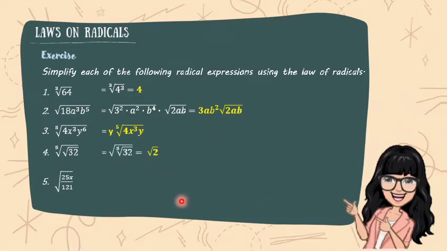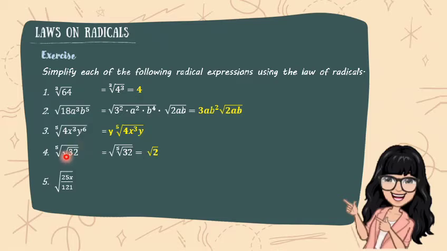Okay, number 4. Fifth root of square root of 32. Now, can we get the square root of 32? Of course. But is the square root of 32 a whole number? Or can we express 32 into a simplified form? Okay, square root of 32. 32 is not a perfect square. So, of course, we cannot get a square root of 32 which is a whole number. Now, how about the fifth root?